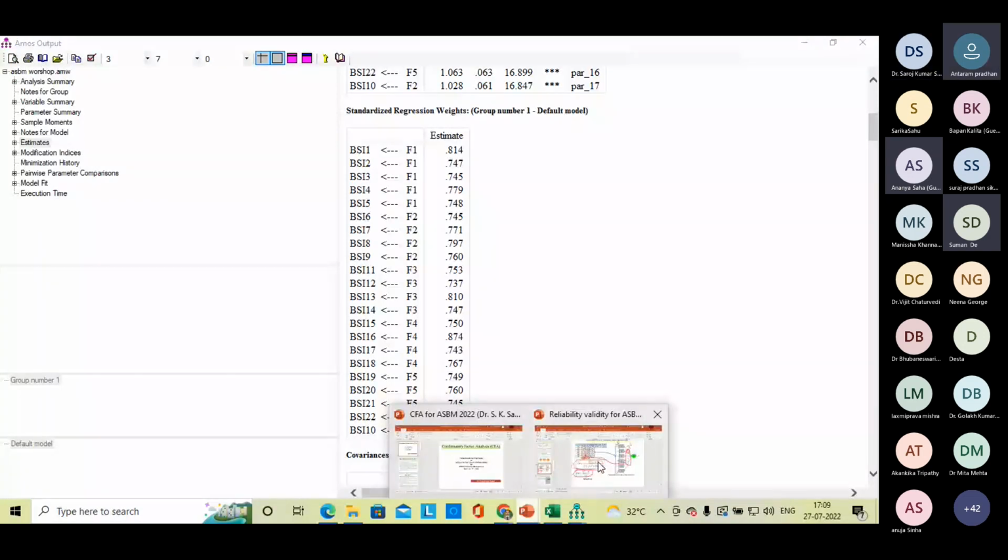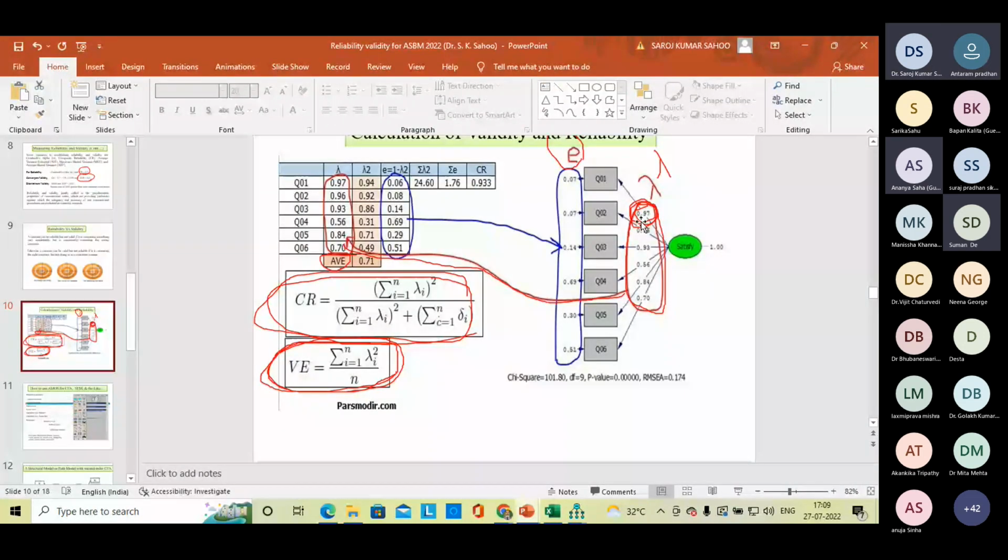Now, we have the lambda value. Lambda value means the standardized regression weight. Simply we can calculate the error values one by one in the Excel sheet. By deducting the standardized regression weight from 1, we can get the error value.